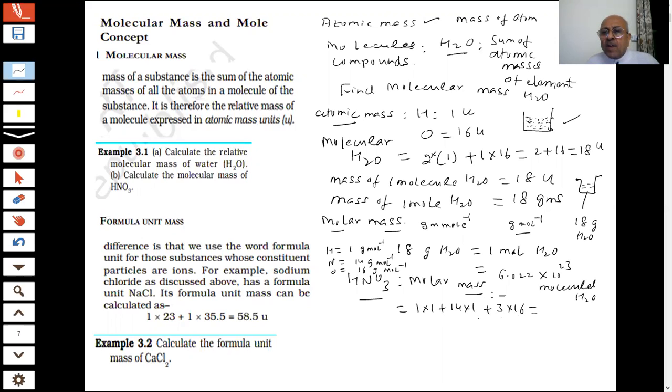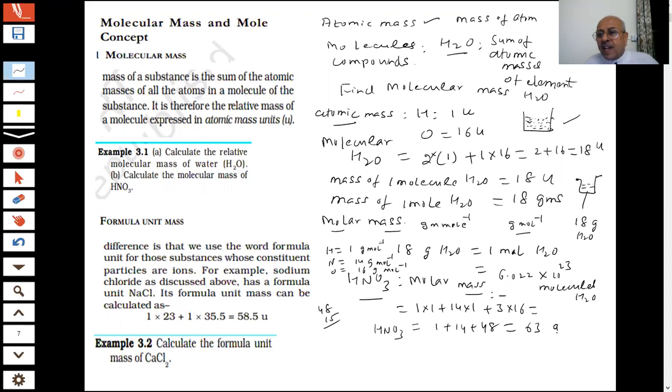Let me get my calculator. 1 plus 14 plus 48. So, you have a calculator, student, you can do it. HNO3 molecular mass, HNO3. So 48 plus 15 is 63. Okay, 63 is the correct answer.